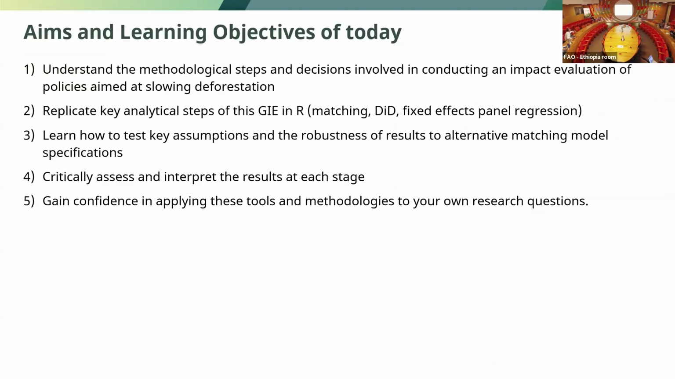So, aims and learning objectives. We're going to understand the key steps and decisions involved in conducting an impact evaluation of policies aiming to slow deforestation. We're going to replicate the key analytical steps of this in R. We're going to learn how to test the key assumptions, so the parallel pre-trends. And we're going to test the robustness of results to alternative matching specifications. We're going to assess and interpret the results at each stage. And then hopefully, for the newbies in the room, you'll gain confidence in applying these tools and methods to your own work.